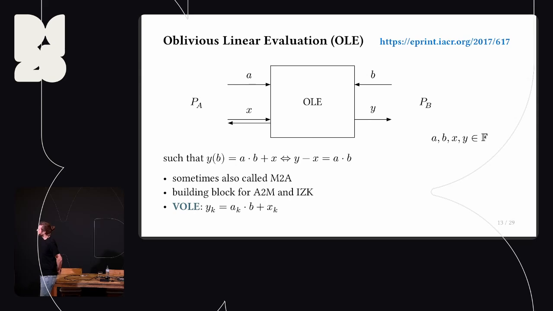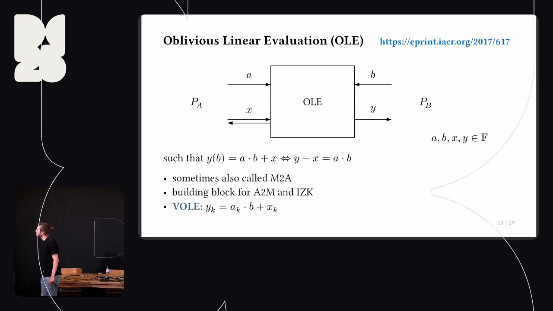That's where oblivious linear evaluation, or OLE, comes into play. You can think of it as a tool to compute with these big numbers and prime fields efficiently. So you have again two parties, PA and PB, and they have their inputs A and B. These are elements of a big prime field. And what you get out is X and Y. Sometimes X can also be the input, but let's not focus on that here.